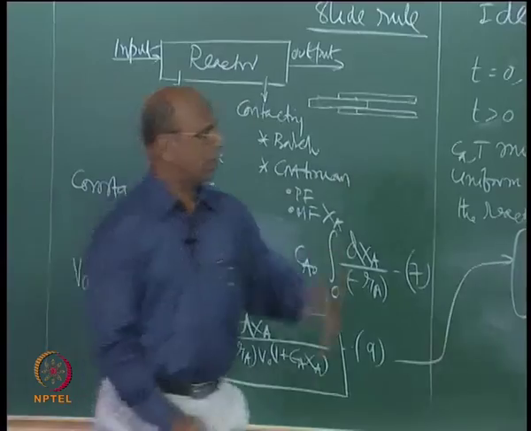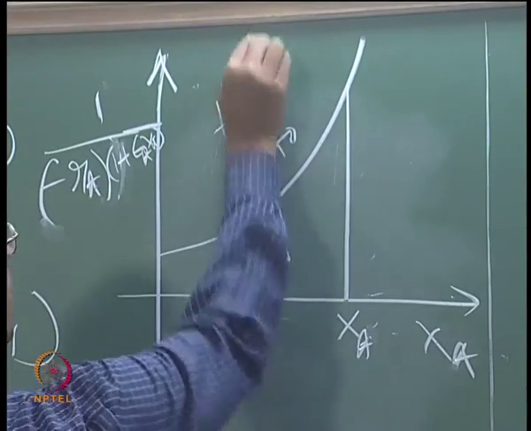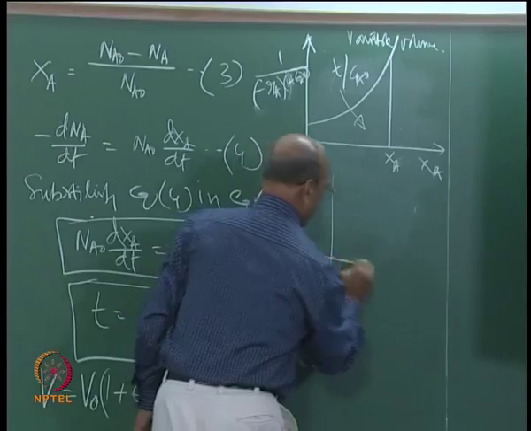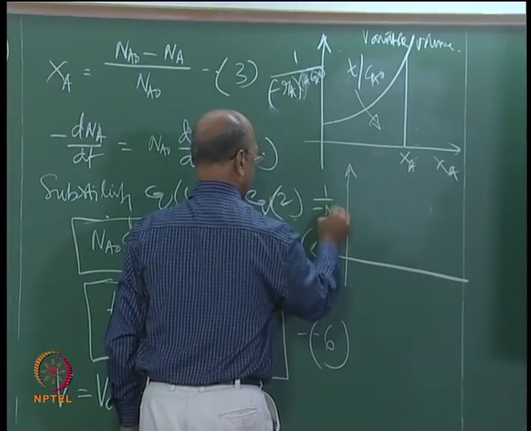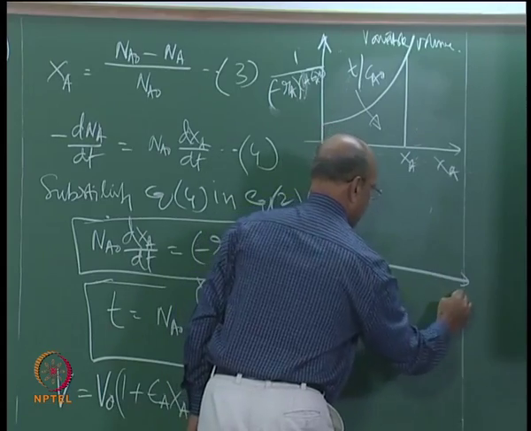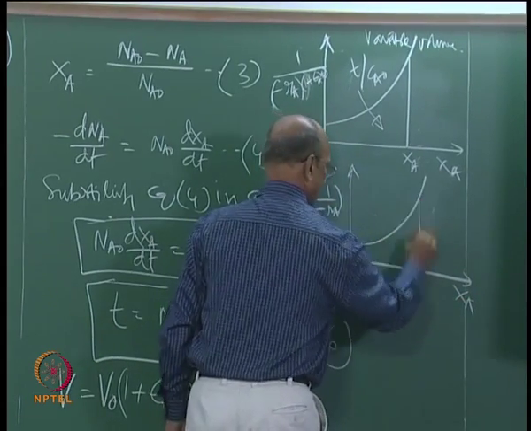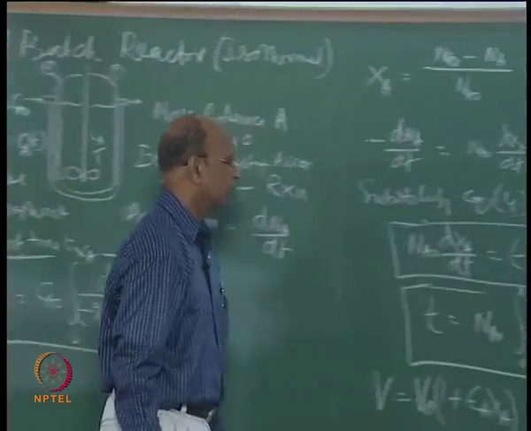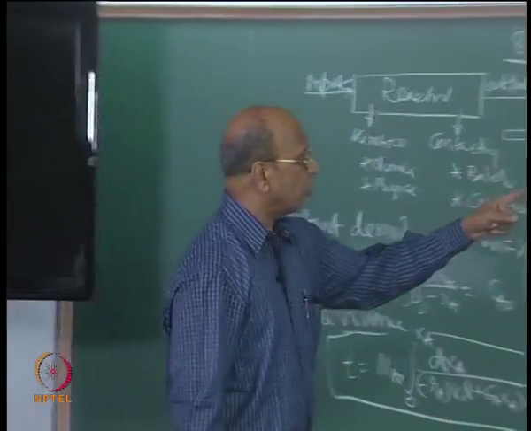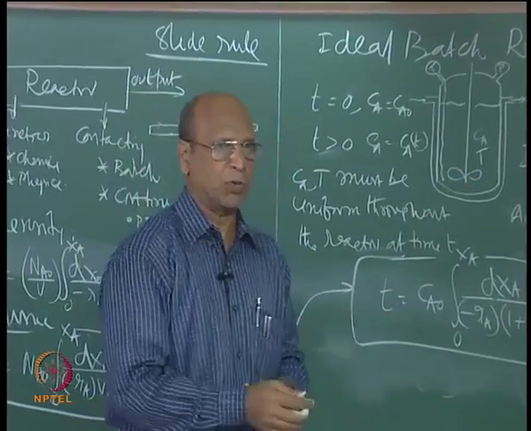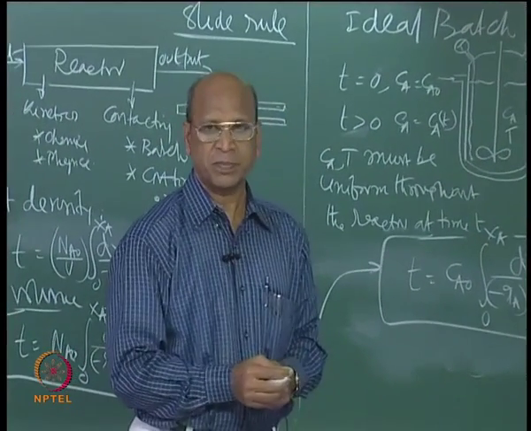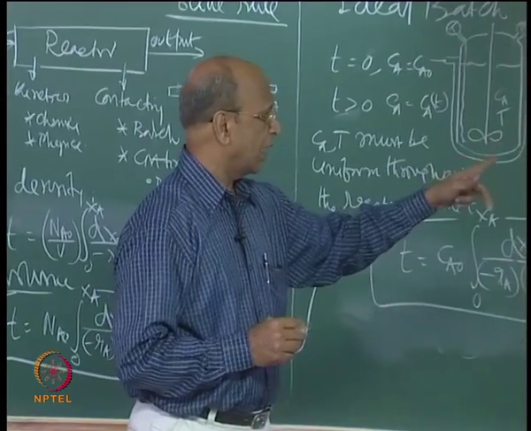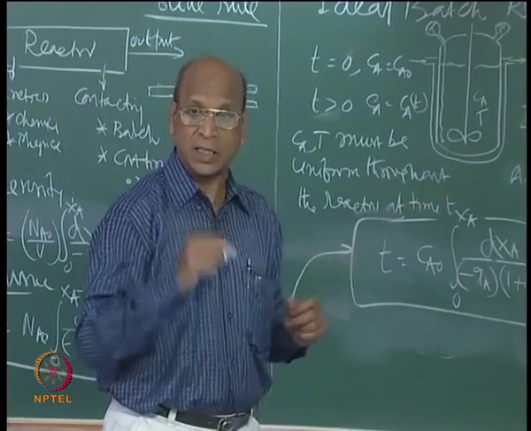This is for the variable volume system. For the constant density system, you plot 1 by minus r A versus x A, again giving a curve like this, and the area is T by C A naught. These plots are called Levenspiel plots, although I think people used them originally too. And the idea here is that he is an excellent engineer.